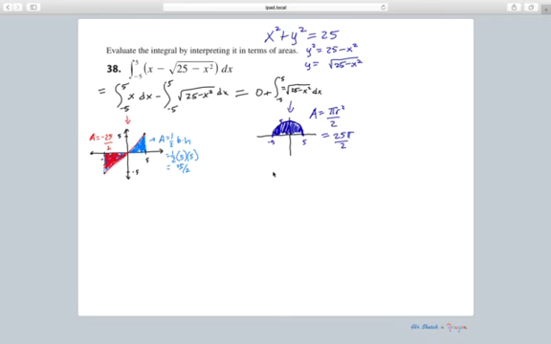Good, so what we have now is just 0 plus 25 pi over 2, or final answer, just 25 pi over 2. And that's it. That's what our original integral evaluates to.